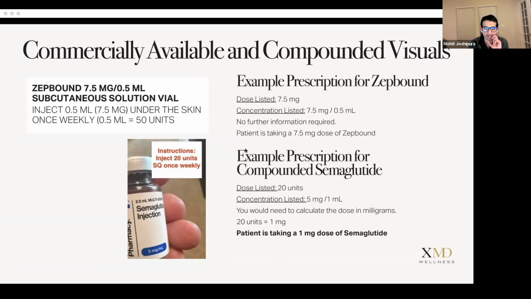So hopefully that all makes sense. I took the units, I took the concentration, I converted the units into milliliters, which in this case, 20 units divided by 100 is 0.2 milliliters. And then I took those 0.2 milliliters and multiplied by 5, which is basically 1 milligram. And so this patient is taking 1 milligram of semaglutide. Hopefully that helps.